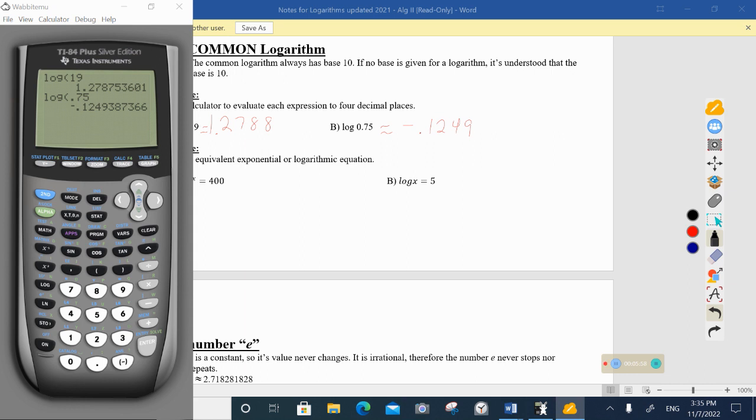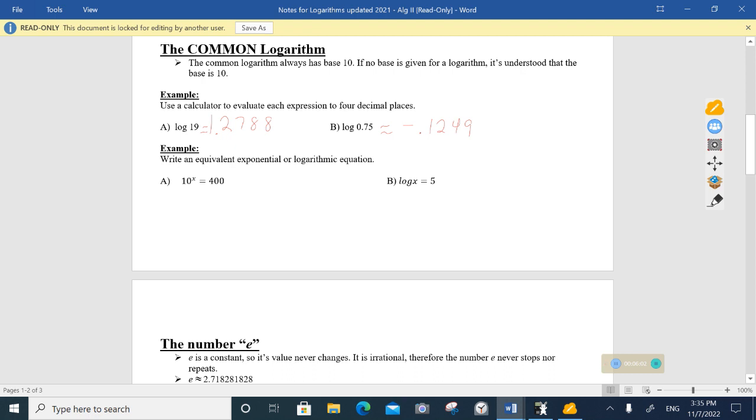Now, let's look right below here. It wants you to write an equivalent exponential or logarithmic function. The first example, example A here, is written as an exponential. So who's the base? The base is 10. So you could write it as log base 10 of 400 equals x. But because it's the common log, that's really unnecessary, so you can just write log of 400.